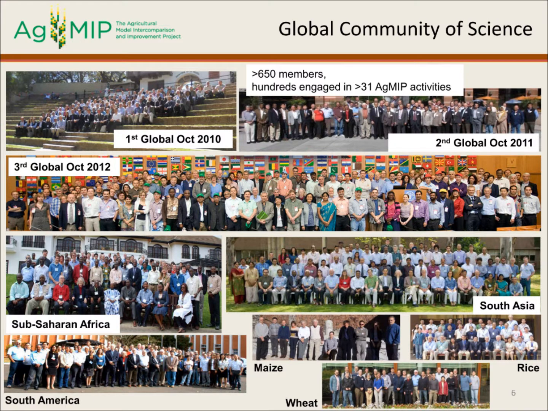Since 2010, when it started, we now have about 650 members. Hundreds are engaged in over 31 different activities that are being performed under this umbrella, under this framework of AgMIP that I'll talk about. And it's crop modelers, agronomists, it's economic modelers at different scales, it's hydrologists, it's livestock folks, and information technology specialists that are helping to pull all of this stuff together in what we like to call a community of science.